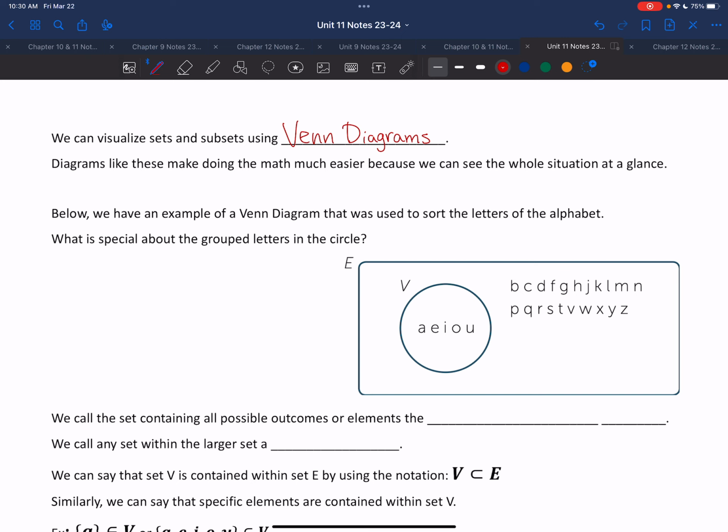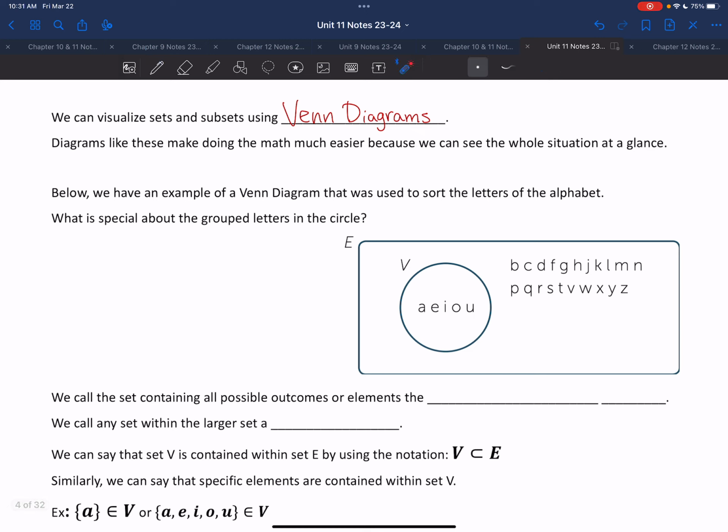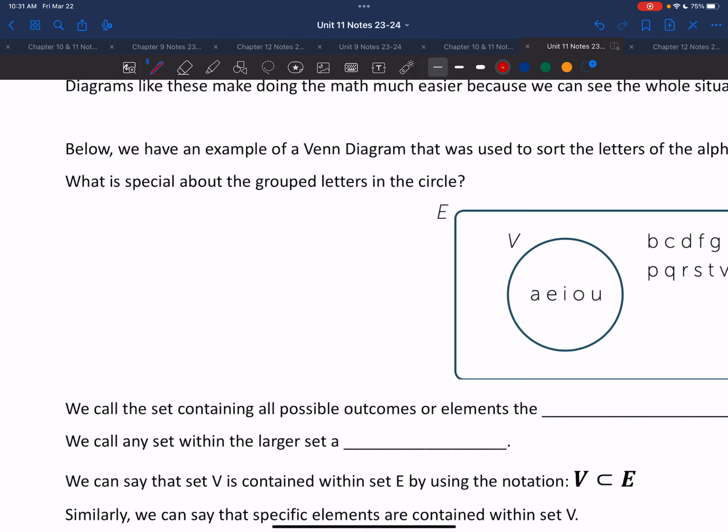For example, we have a Venn diagram that was used to sort the letters of the alphabet. You've got 26 letters. It says, what is special about the grouped letters in the circle? We've got this box that contains all the letters. Most of them are right here, but some of them are inside this circle. We typically use a circle to represent a set. Inside this set, V, we have A, E, I, O, and U. If you notice, those are all the vowels in our alphabet. So what's special about the grouped letters in the circle? They are all vowels.